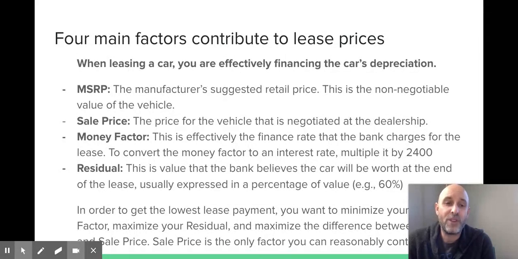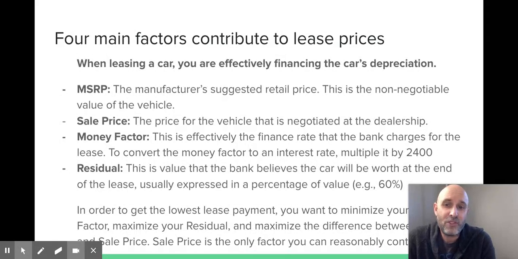You want to lower your sale price as much as possible. The bigger the discount, the lower it's going to be. And that's because the residual, which you want as high as possible, is always based off of the MSRP. The sale price is then what you're actually basing the price of the car off. So the lower the sale price, the higher the residual, the better.